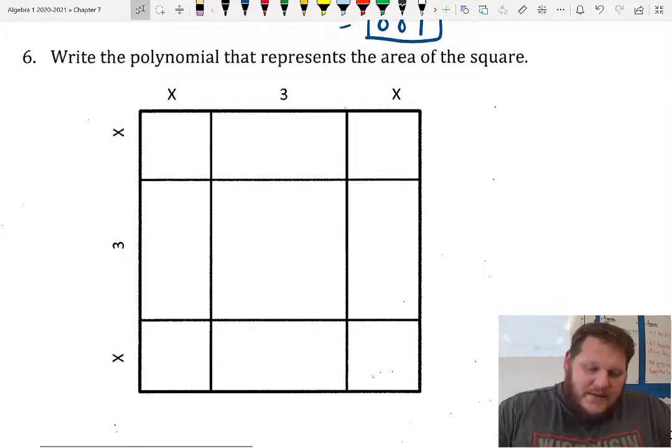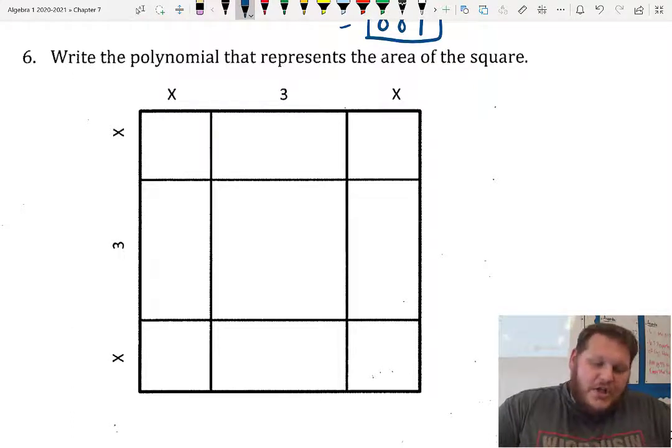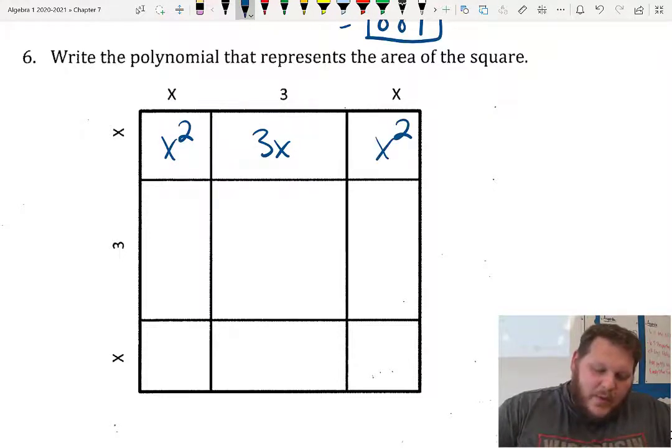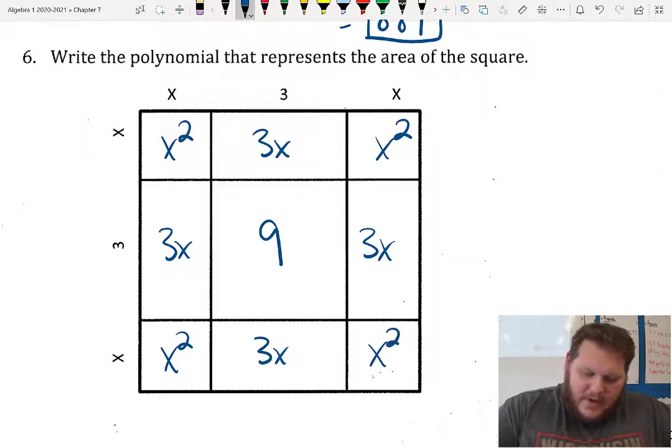All right, last thing here, last little special thing. We're asked to write the polynomial that represents the area of the square. Sometimes your book will throw these at you. Here, this is the same thing as box multiplication, which is the nice thing that we've already established. When we go through and do our box multiplication here, I'm just going to do each individual piece. So x times x is x squared. 3 times x, 3x. 3 times 3 is 9. 3 times x is 3x. x times x, x squared. x times 3, 3x. x times x, x squared.